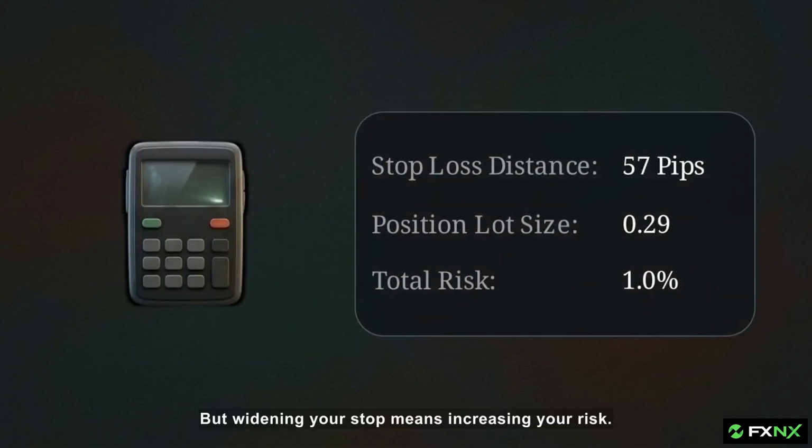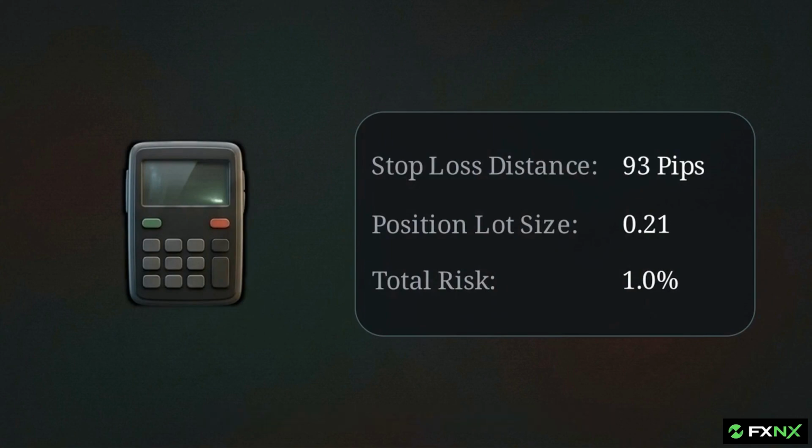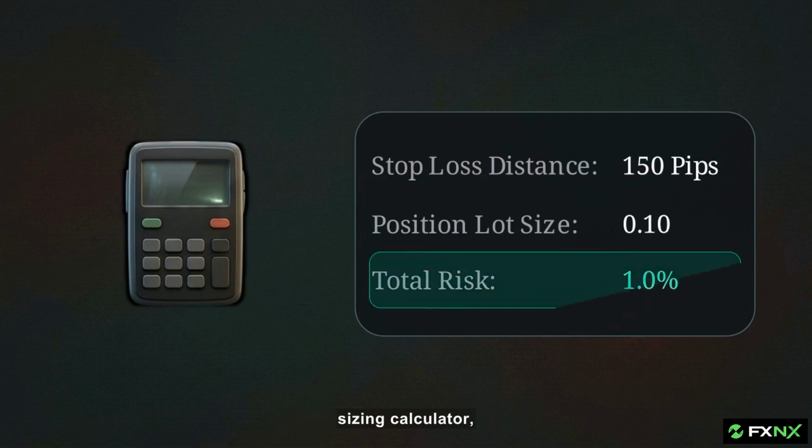But widening your stop means increasing your risk. To fix this, you must use a position sizing calculator, reducing your lot size so that even with a wider ATR buffer, a loss never exceeds exactly 1% of your account capital.